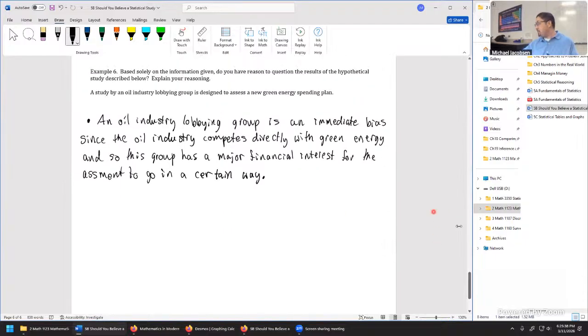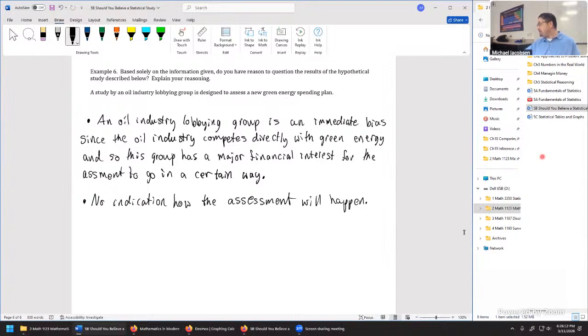So again, Echo mentioned, how are they assessing? That's another red flag. There is no indication how the assessment will happen. And Amy says, we also don't know if the sample group will be representative. There may be bias in the sample.